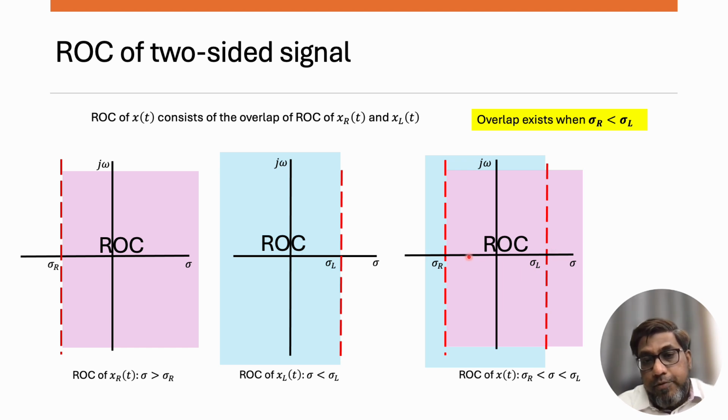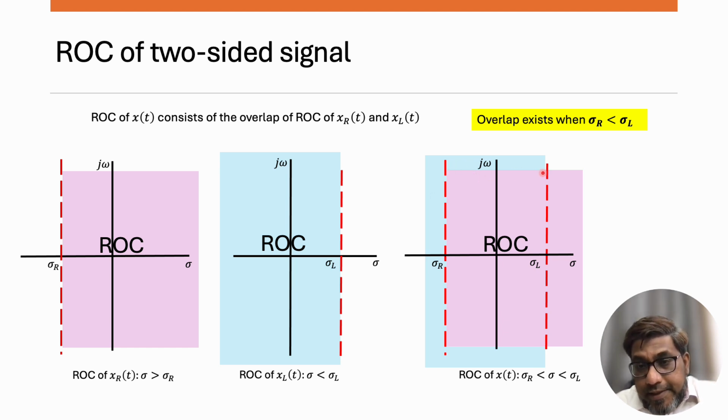So it has two boundaries, one to the left, which is sigma r, and the other to the right hand side, which is sigma l. And in this case, what we notice is that there is an overlap existing, because we have taken in this example that sigma r, which is the boundary for the ROC of the right-sided component, is smaller than the boundary of the ROC of the left-sided component. So sigma r is less than sigma l, in which case we get an overlap between the two ROCs.